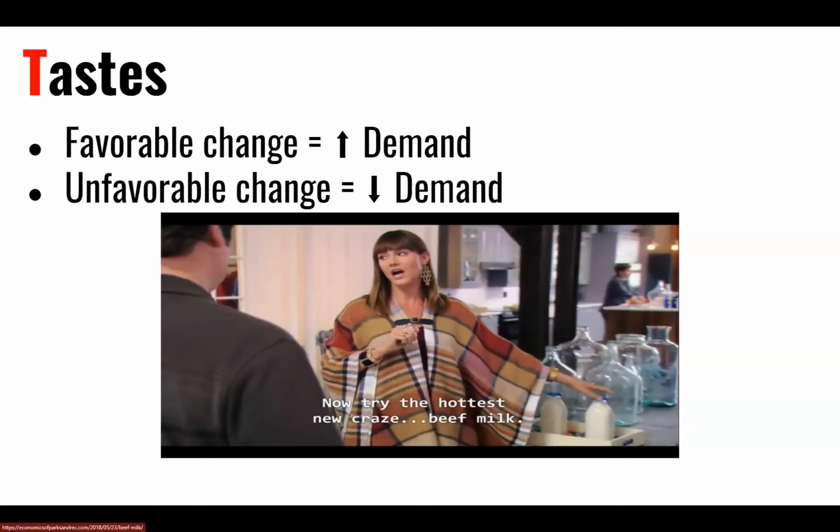Tastes and preferences also make a difference here. If there's a new fad, that would drive demand to the right. If people are no longer interested in the product, it would shift demand to the left. So whatever the hottest craze is, you'll see an increase in demand for it.